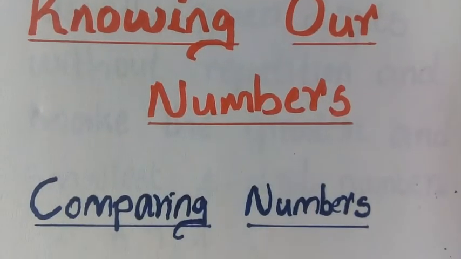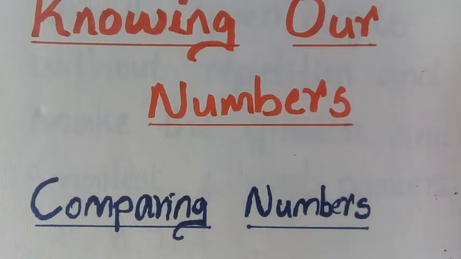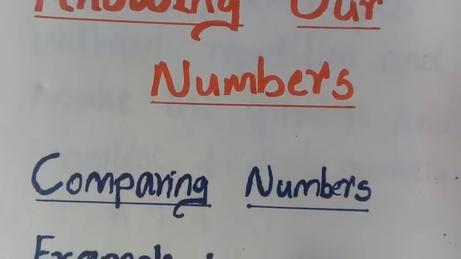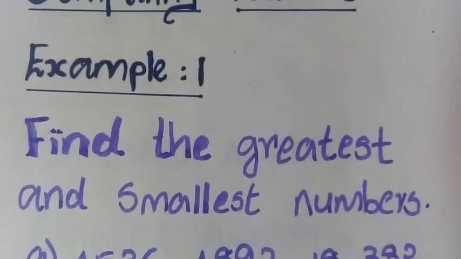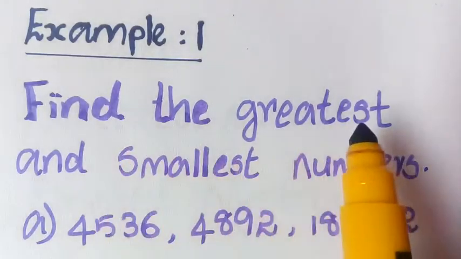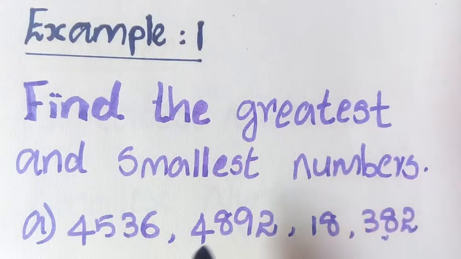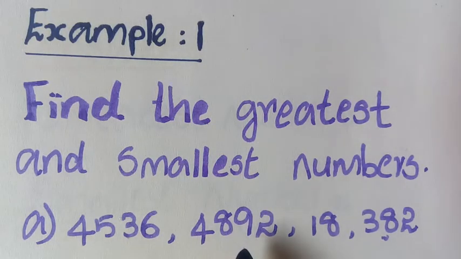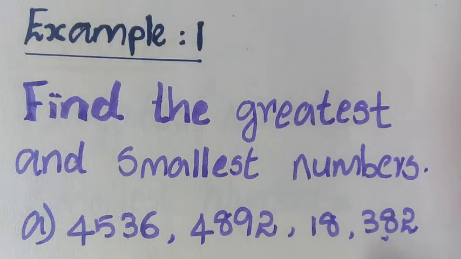The first topic is comparing numbers. Let us check how to compare numbers using some example questions. Example 1. Find the greatest and smallest numbers. The numbers are 4536, 4892, 18, 382. As we have done quite a lot of this earlier, let us see if you remember which is the greatest and smallest numbers among these.